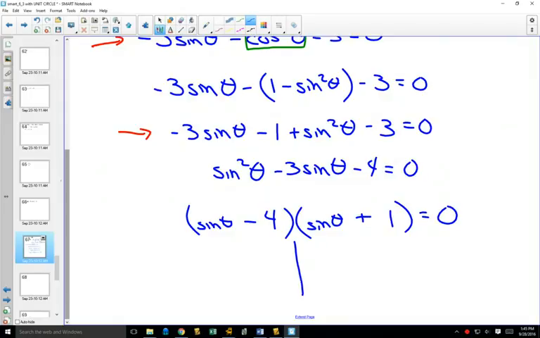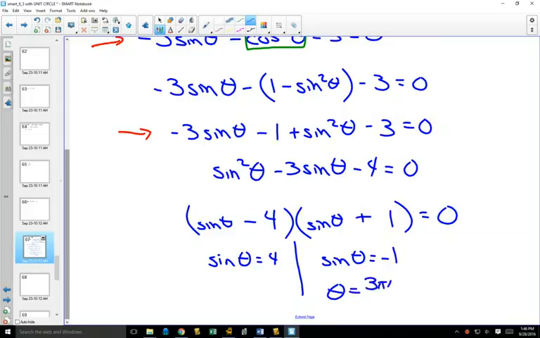Now that we've factored it, and it's equal to 0, we're multiplying two things equal to 0. That means either this one is equal to 0, in which case sine theta would equal 4, or this one is equal to 0, in which case sine of theta would equal negative 1. Are any of those, none of those, both of those on your unit circle? Sine of theta equals negative 1. When do we have the y coordinate at negative 1?